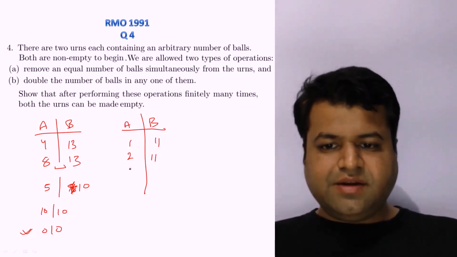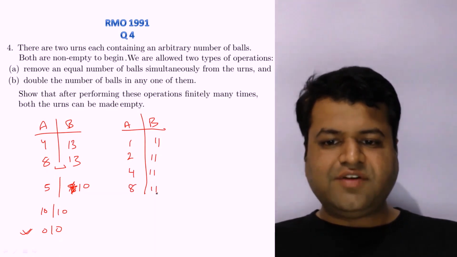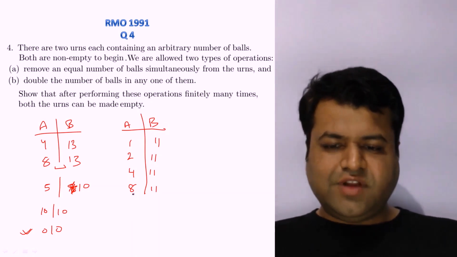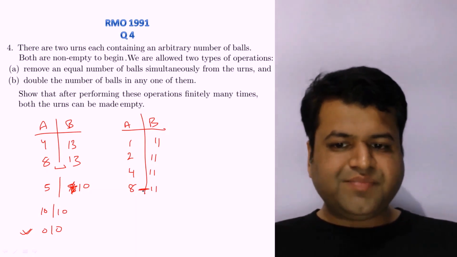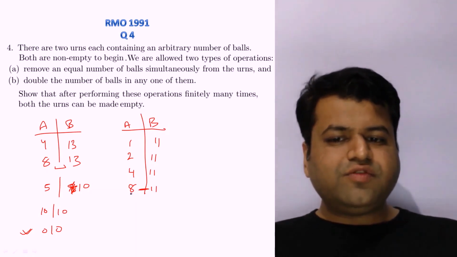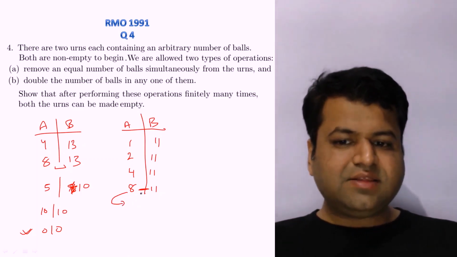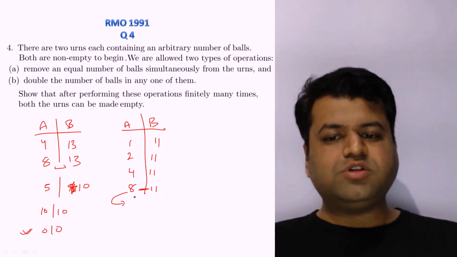So again, let's double it. So we'll get 4, 11. Again, let's double it. We'll get 8, 11. Now if we double it, we'll get 16, 11, and that will not make much sense. Now here the gap is 3. So if I make this stand at the gap, that is 3, how many balls do I need to withdraw? 5 balls, right?